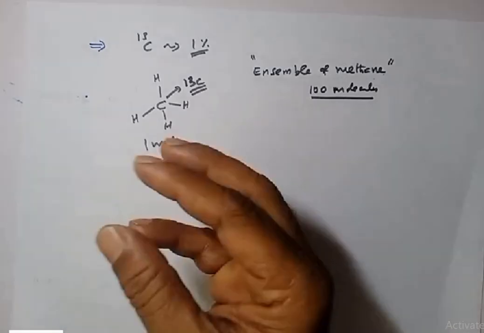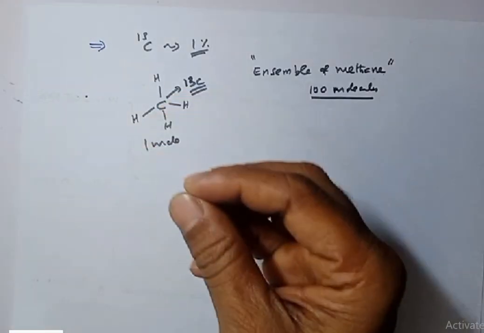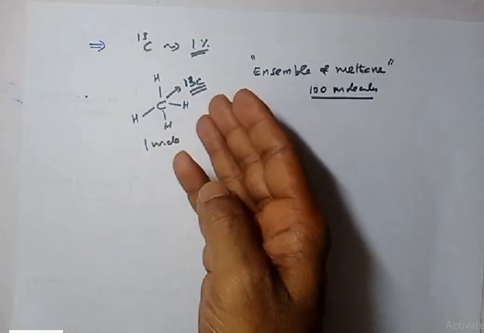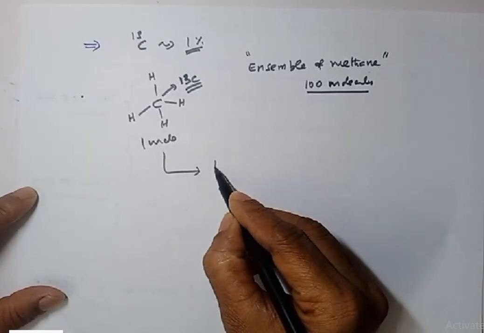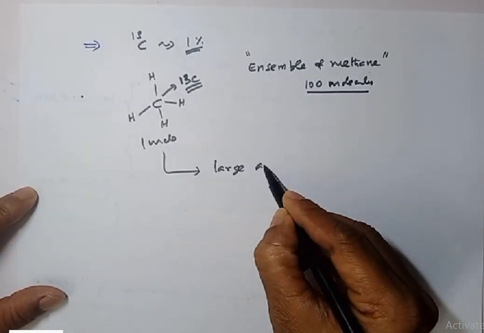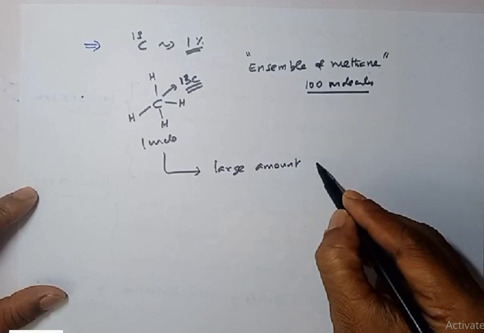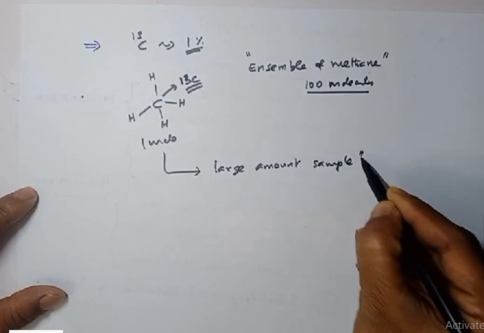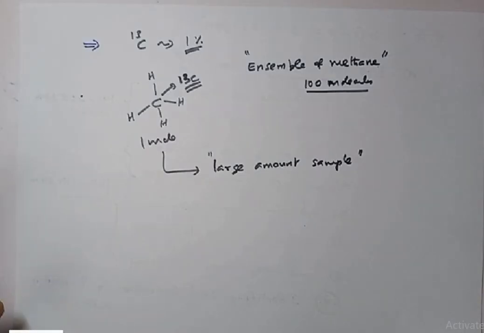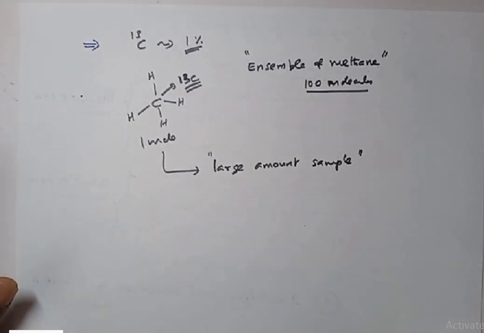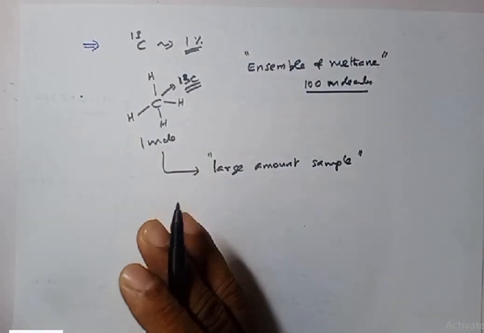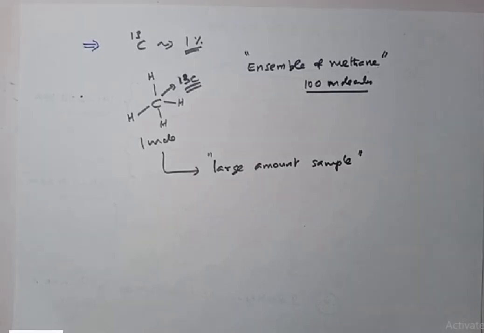So if you want to take a good spectrum, you need to take a large amount of sample. This is one of the limitations. We need a large amount of sample compared to proton NMR, because the abundance is very, very low. So the sensitivity of the C13 signal is generally poor. Keep that point in mind. This is very, very important.